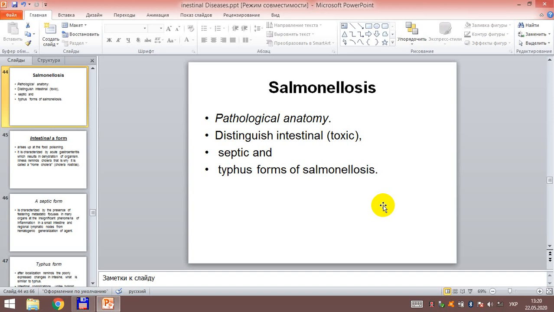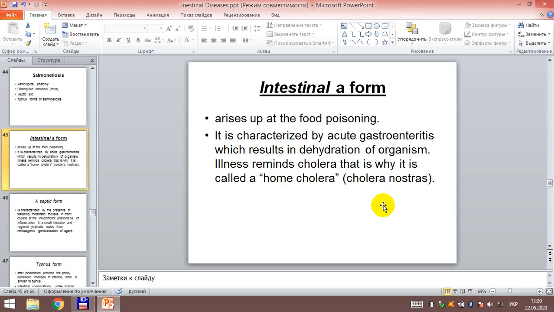Also, intestinal or toxic, septic and typhus form. The intestinal form of salmonellosis arises as food poisoning. It is characterized by acute gastroenteritis, which results in dehydration of the organism. The illness reminds of cholera, that is why it is called home cholera, cholera nostras.